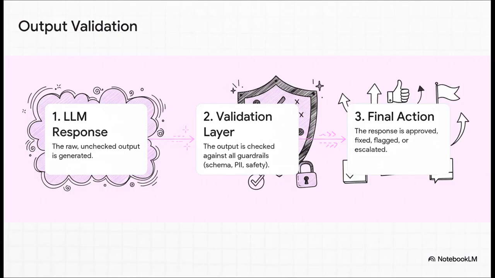So the process kicks off with the LLM's raw, unchecked response. But before it even gets close to the user, it hits this critical validation layer. Here, it gets checked against all of our rules. Is the format right? Is there any sensitive data? Is it safe? Only after it passes all these checks does the response get approved. If it fails, it can be fixed, flagged for a human to look at, or escalated.